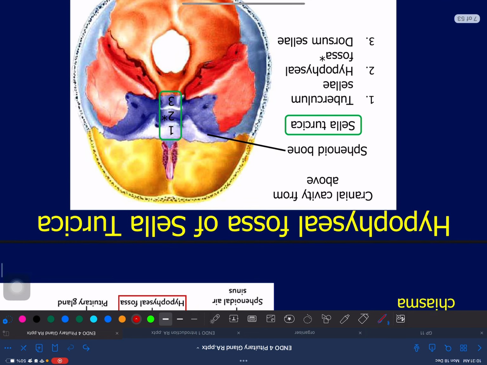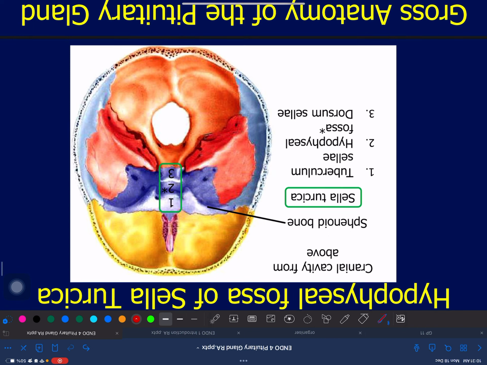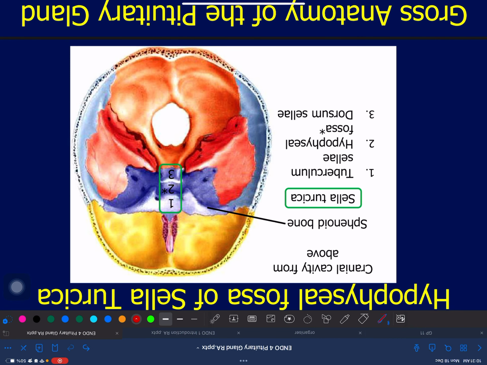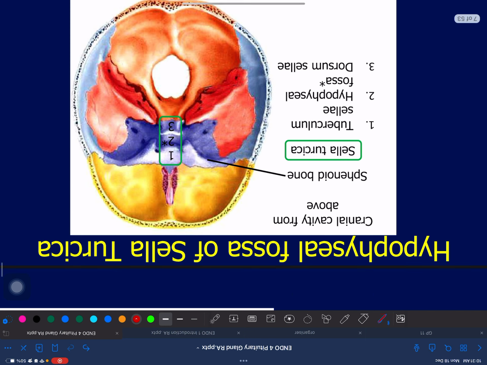So again, this is the hypophyseal fossa, of the sella turcica. I believe you have already learned this in the MSK module. This is the base of the skull, because we need to see from above.